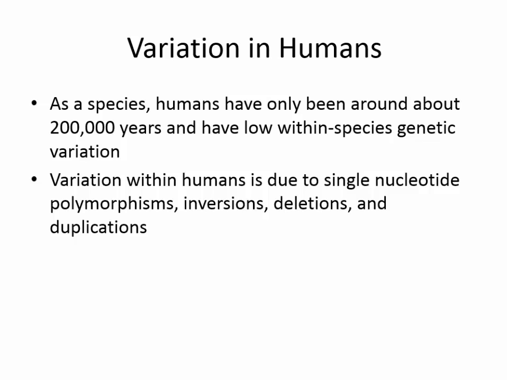As a species, humans have only been around some books say 50,000, others say 200,000 years, but there's no consensus that there was anything like humans or hominids before 200,000 years ago. But humans have very low within-species genetic variation. Variation within humans is due to single nucleotide polymorphisms, inversions, deletions, and duplications.